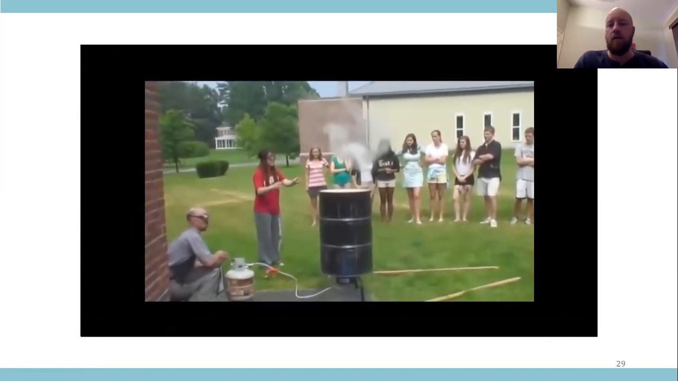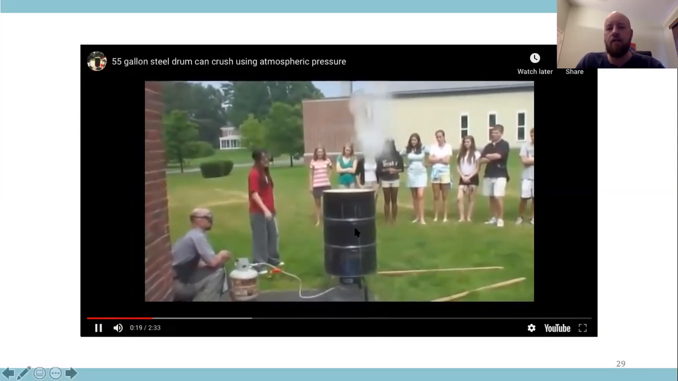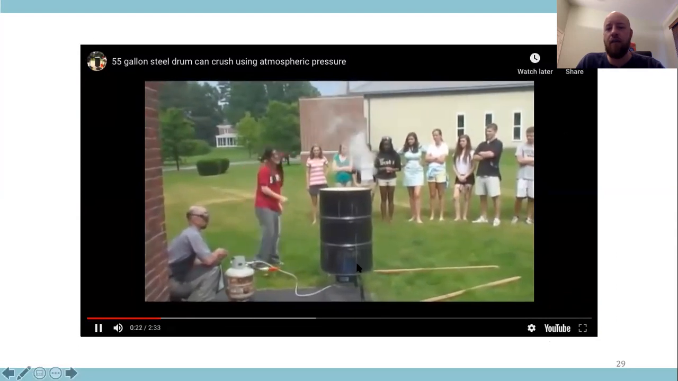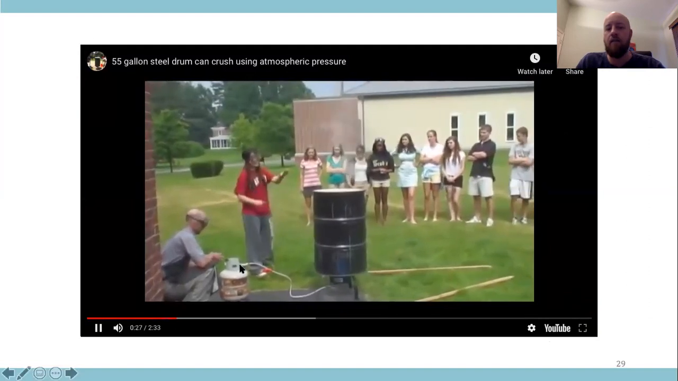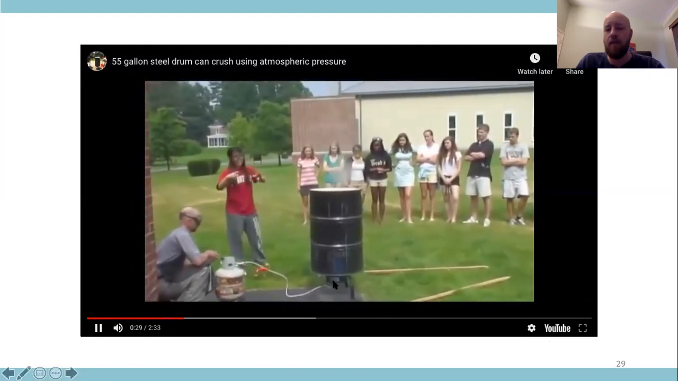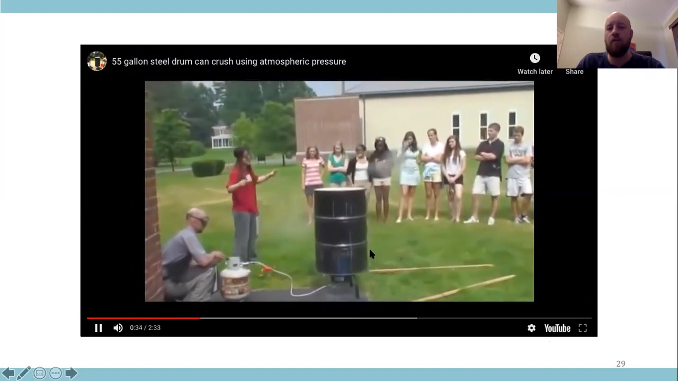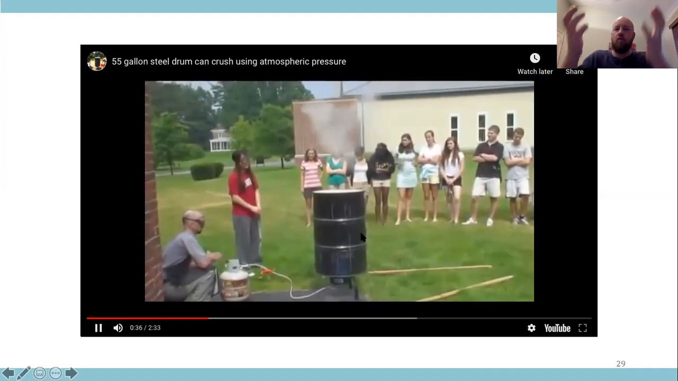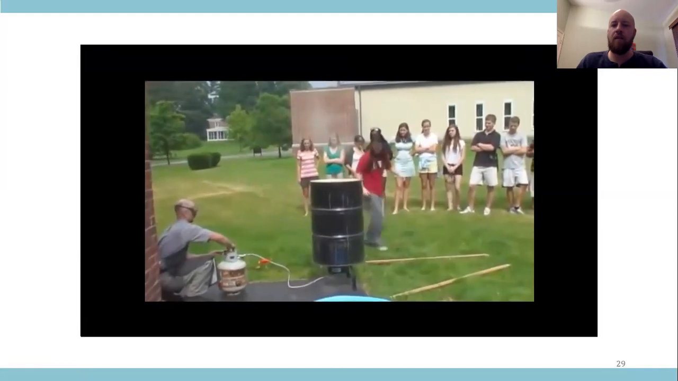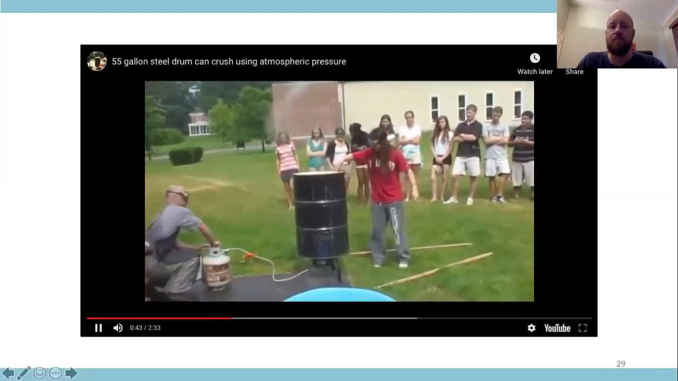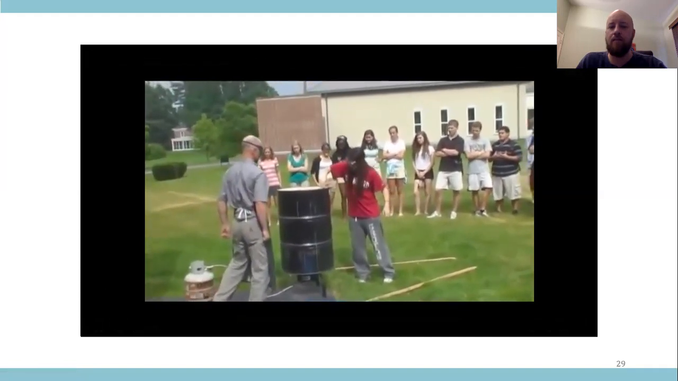So essentially what you've got is a chemistry or physics class outside. They have a 55-gallon drum. They are heating it with a propane heater, and they've got water in there, so they're raising the temperature up. And so what happens when they bring the temperature back down? Here they're capping it.